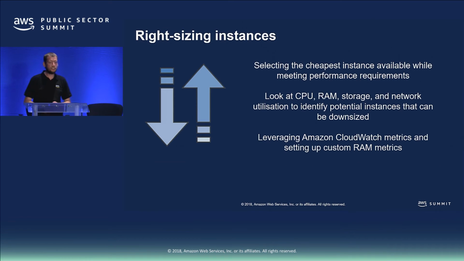Okay, when we look at right-sizing instances, select the cheapest instance available whilst it meets your performance requirements. Remember, you can scale automatically. In the cloud, we look to scale horizontally rather than vertically. So instead of adding more CPU or compute capability per server, think about how your workloads can scale to add more servers horizontally. And we'll talk about why that's a good thing in a bit. Look at not just the CPU, but the RAM, the storage, and network utilization to identify whether there are any potential instances that can be downsized or changed.